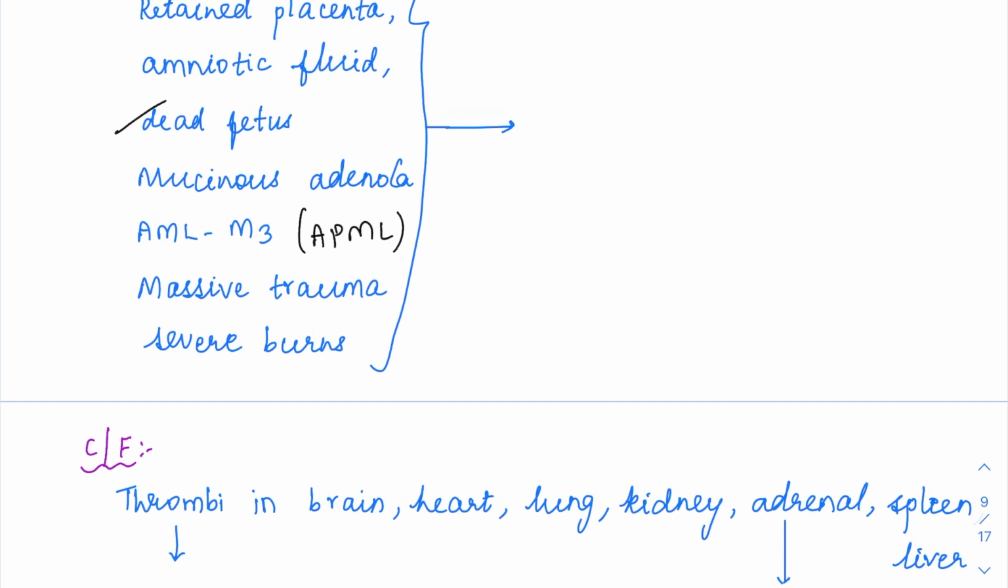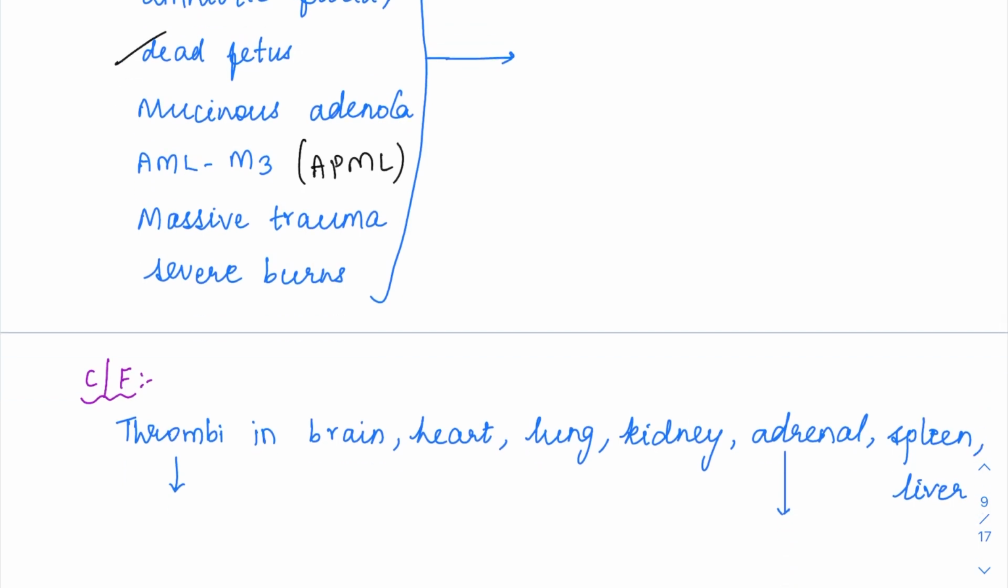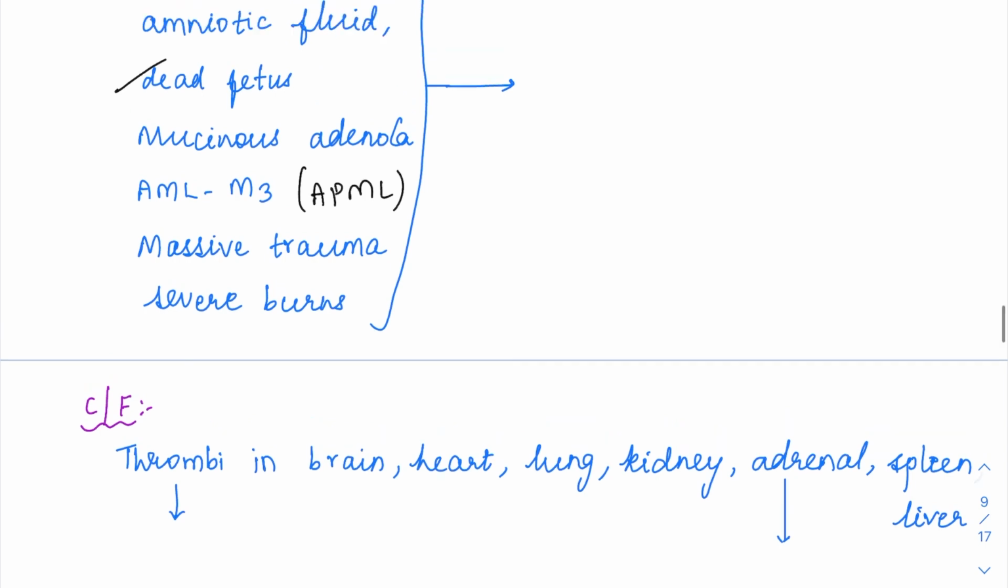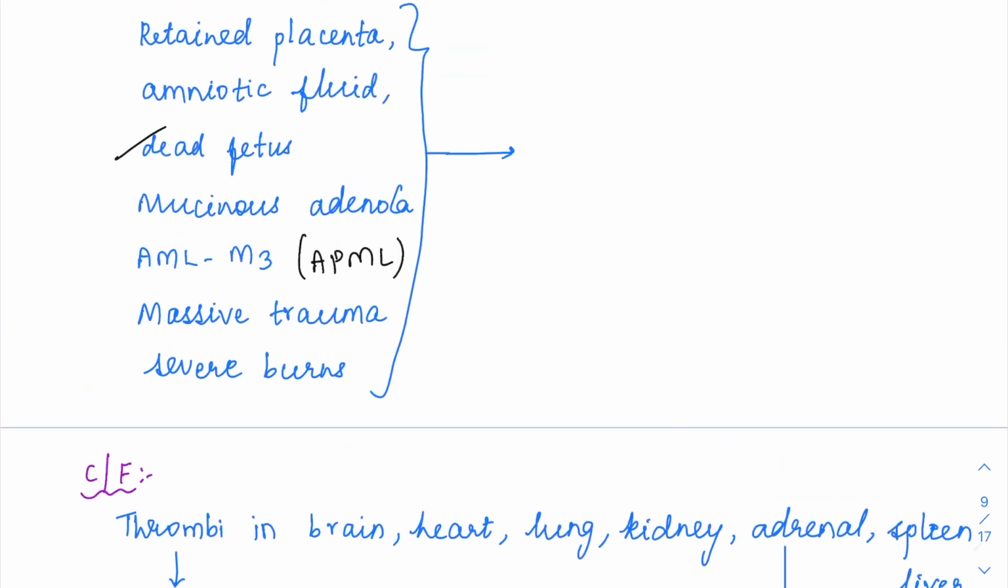So these procoagulant substances will again trigger the formation of the thrombus, leading to DIC. Then in massive trauma and severe burns as well, there is going to be lots of this injury happening with the DIC. So in all of these conditions, there is going to be a release of tissue factor. Tissue factor was the clotting factor 3, right, involved in the extrinsic pathway.